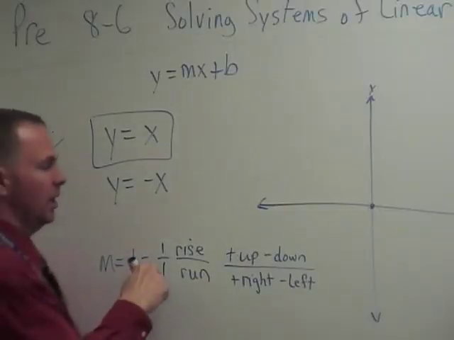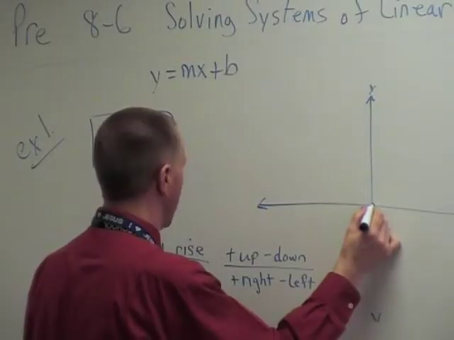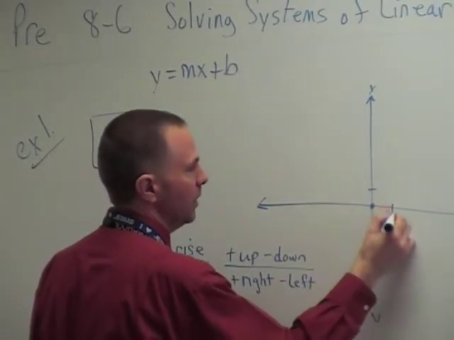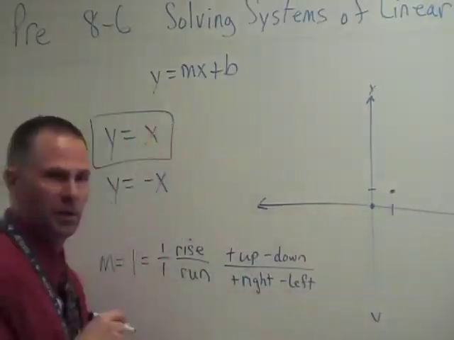All right, so let's do this one. This slope is 1 over 1 from b. In this case, b is 0. I rise 1, which means I go up 1, and I run 1. So go up 1 and to the right 1. And that's your next point.